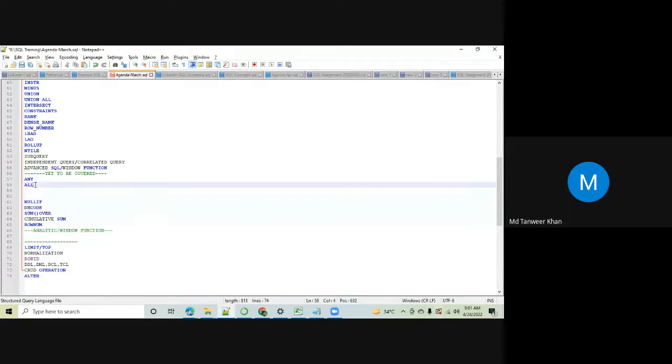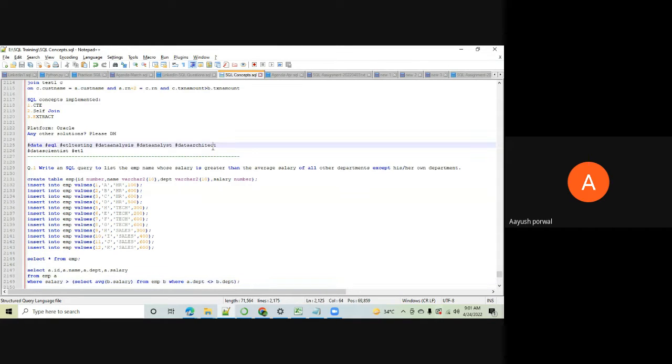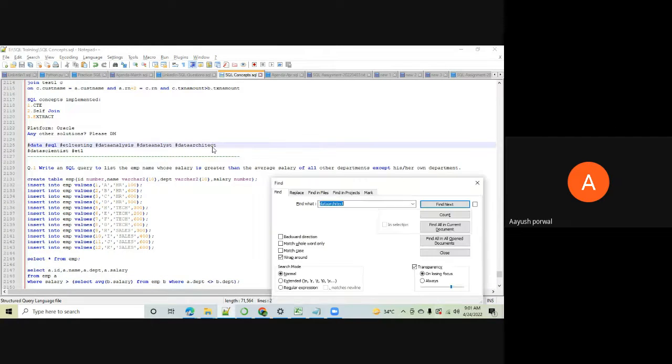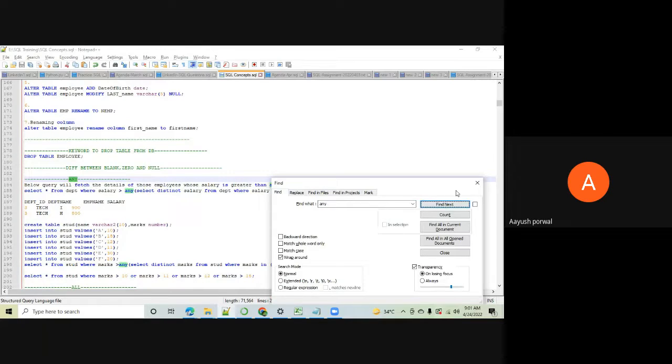Although this is not used very frequently. I will tell you the reason, but let me introduce these concepts. Hope my voice is audible clearly. Let me check if I have some example. ANY example is not there.